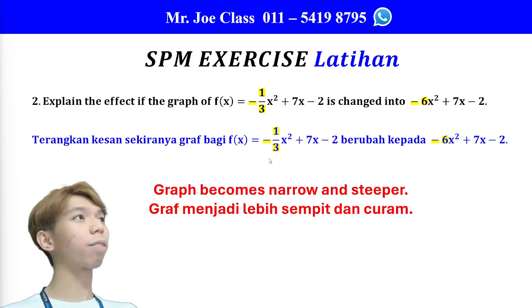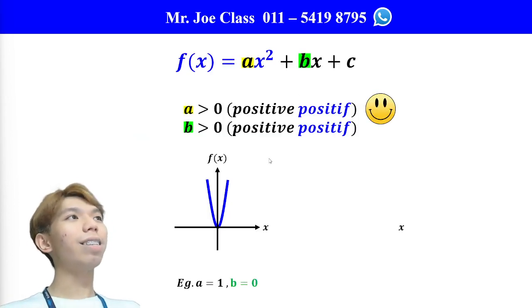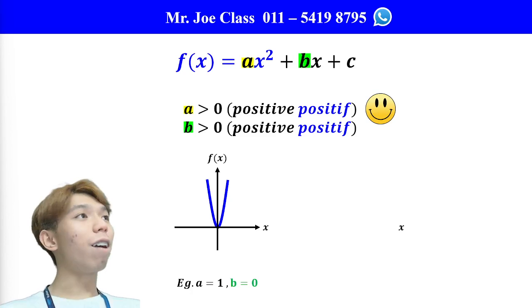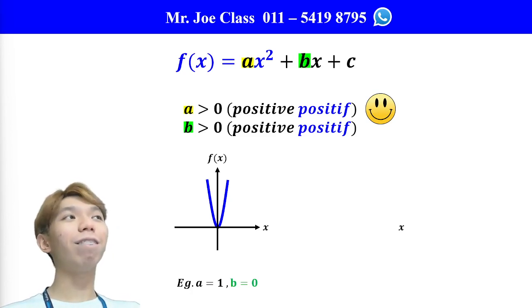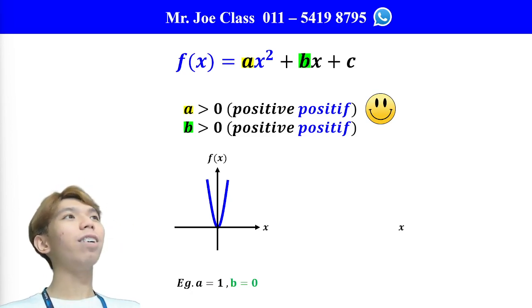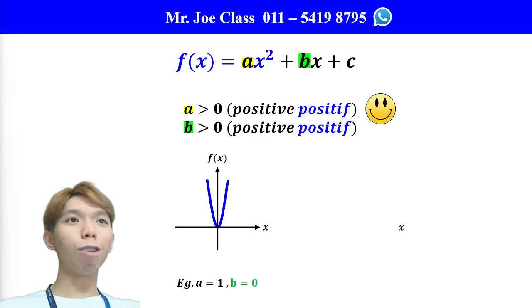Now, let's take a look at how the value of B will influence how the graph shape looks. You have already learned that when the value of A is positive, the graph is shaped like a smiley face. But what if the value of B is also positive?